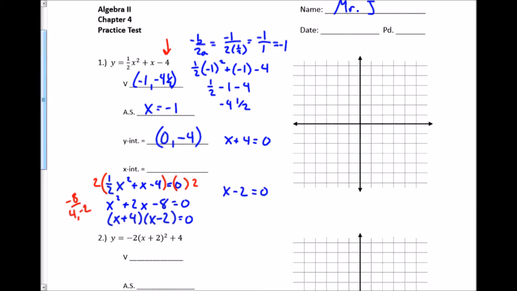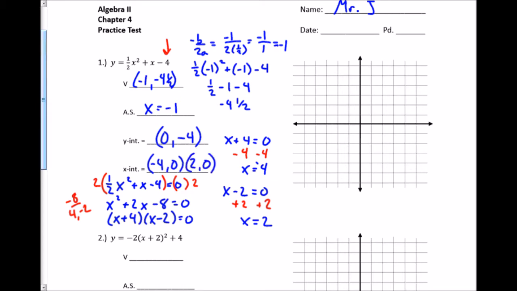I'm just using this extra space that I have over here. So I subtract the 4 from each side and I get x equals negative 4. Here I add the 2 to each side, and I get x equals 2. So my two x-intercepts are a negative 4, 0, and a 2, 0.